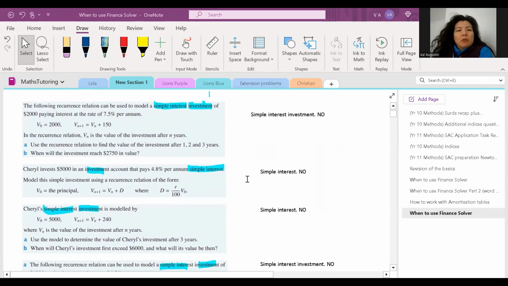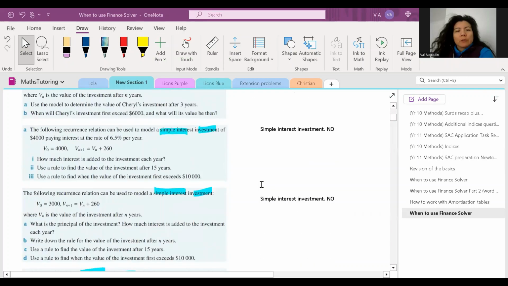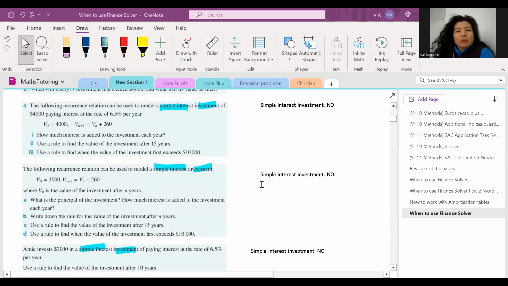So here I've got a whole bunch of simple interest questions. Because you're given the recurrence relation, don't use Finance Solver. And also because it's simple interest, don't use Finance Solver, because Finance Solver is all about compound interest. So these ones, don't do it.